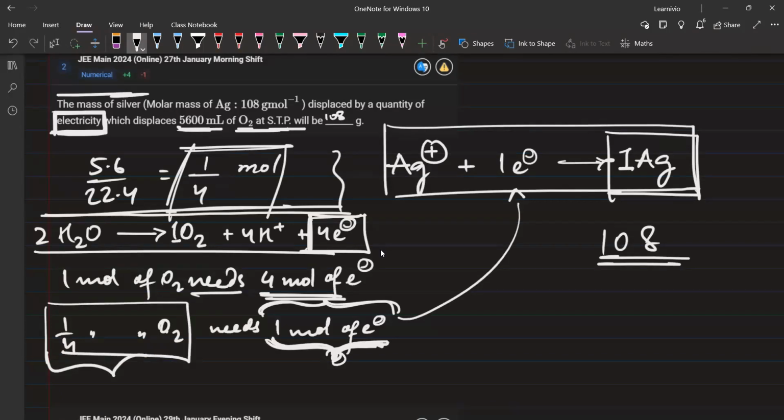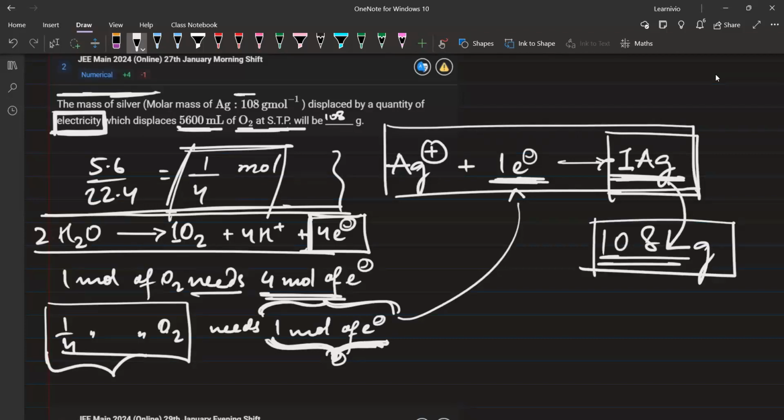And we are going to use the same number of moles of electron for silver also. Now, if you look at this equation, 1 mole of electron gives 1 mole of Ag. And how many moles of electron are we using? We are using only 1 mole of electron, and it is going to give 1 mole of Ag. This will be in grams, 108 grams. 1 mole of Ag, its molar mass has been given, 108. That is why we are writing 108.